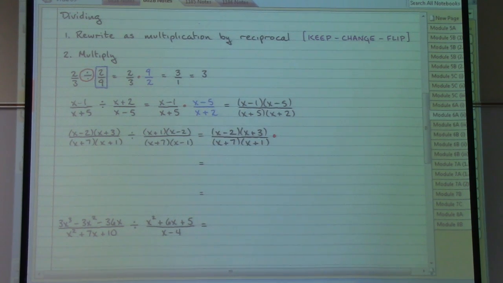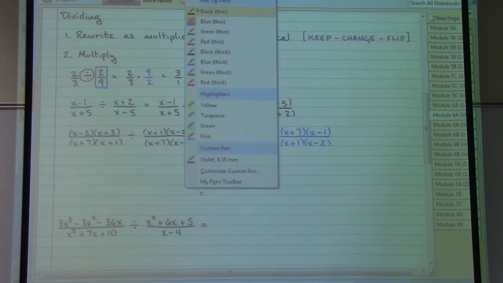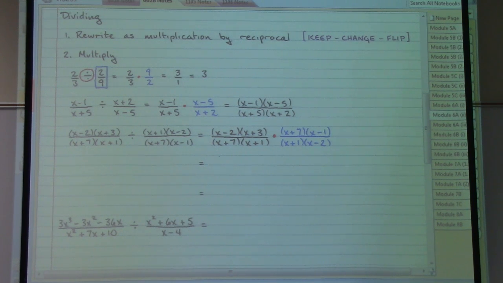And then flip, referring to the second fraction in this example, meaning that we need to take the numerator of that second fraction and flip it down into the denominator. And we need to take the denominator of that second fraction and flip it up into the numerator. Now we have a multiplication problem like the several that we had just discussed. And again, the quick thing to say is that we would be multiplying straight across.